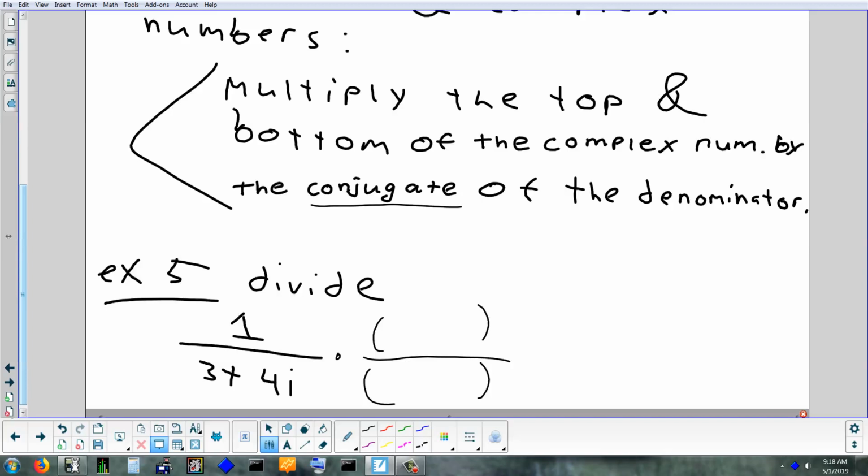3 minus 4i. Yep, 3 minus 4i. So I am multiplying top and bottom by the conjugate of what's in the bottom. Any questions why I set it up that way?